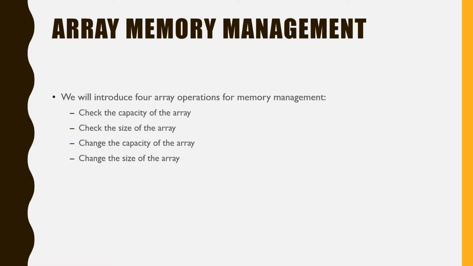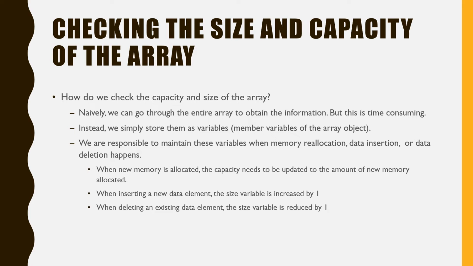Taken together, we will introduce four auxiliary operations in this video. They are checking the capacity of the array, checking the size of the array, changing the capacity of the array, and changing the size of the array. Let's begin with checking the capacity and size of the array.